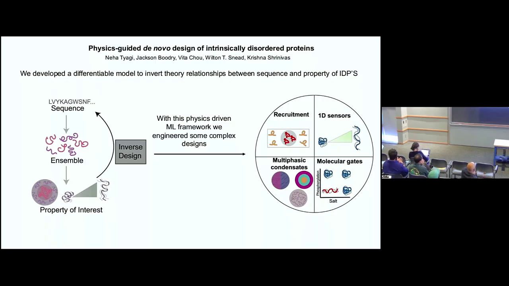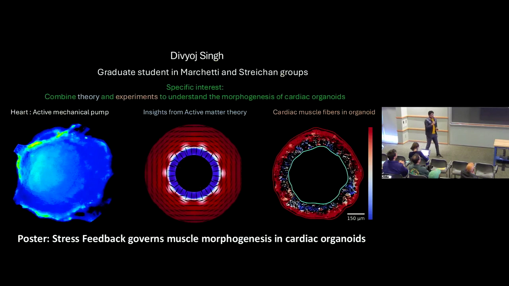So, the last poster, which hopefully... Hello, I am Divyaj. I'm a local grad student here at UCSB in the groups of Christina Market and Sebastian Streichen. I work on cardiac organoids, the one that you see here.